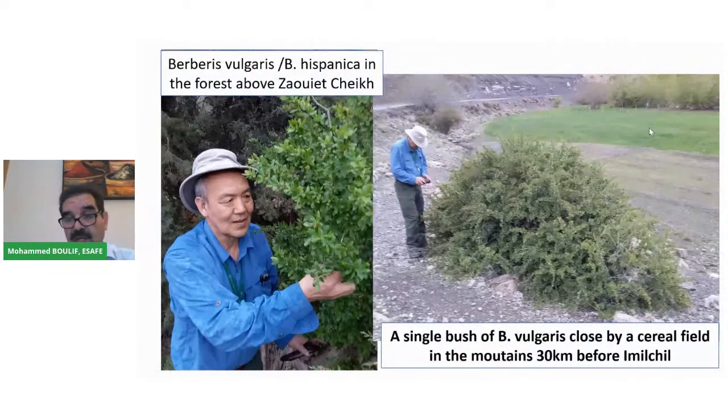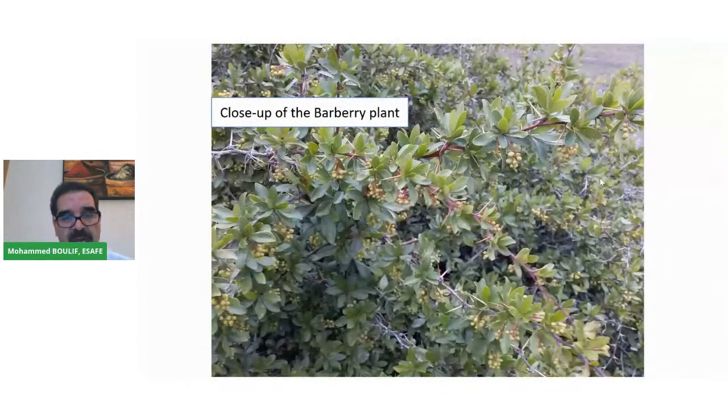So over here, it makes sense. We have the barberry and we have the wheat field. So contagion and transmission is easy and imaginable. This is a close-up of the barberry plant. It's a spiny plant, and it is the alternate host of the Puccinias, many of the Puccinias, but especially the yellow rust.